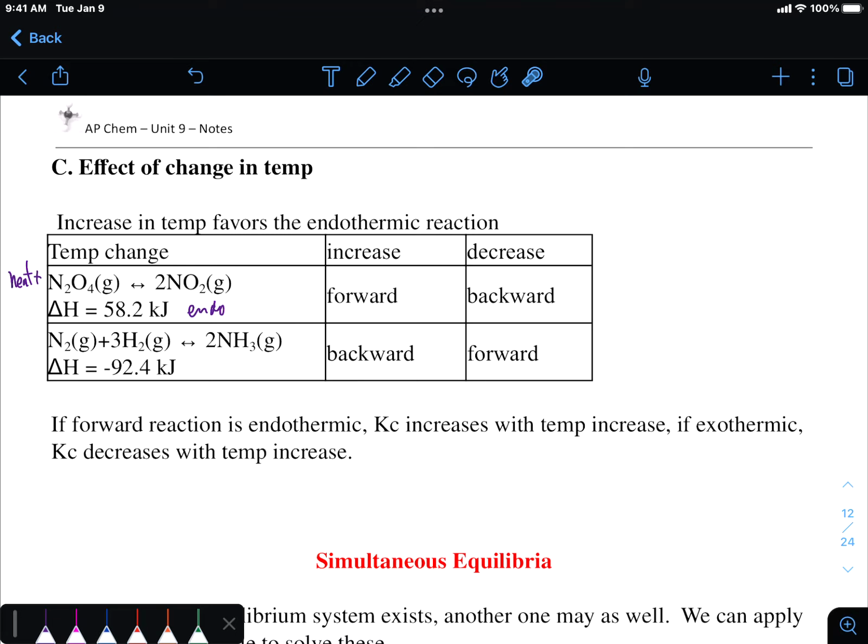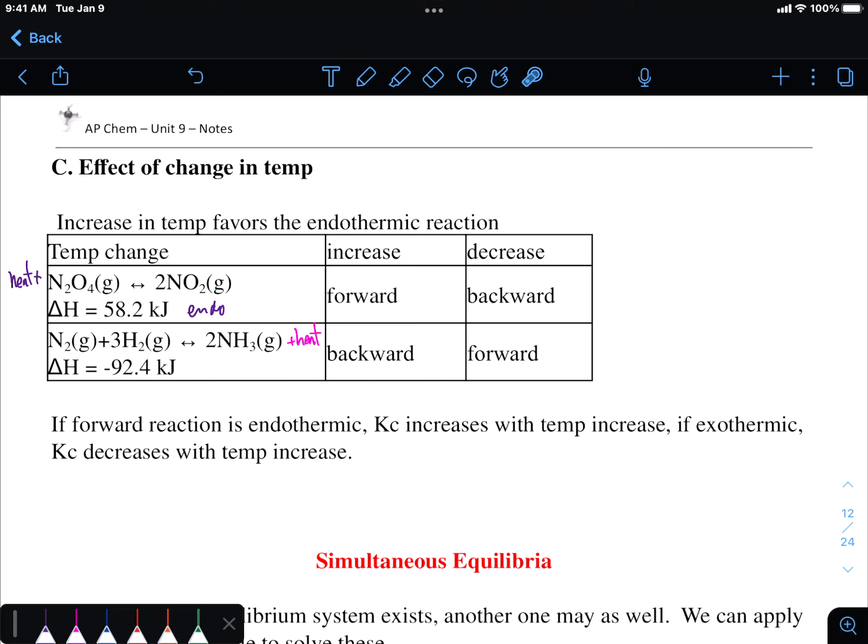Then we extend the same logic to an exothermic reaction. Here, the Haber process is an exothermic reaction, right? Negative delta H means heat is released as a product, so, right, heat as a product. So if you were to increase the temperature of this reaction, you now have an abundance of heat. Whereas heat is perceived as a product, that's going to inhibit the forward reaction. It's actually going to start driving the reverse reaction. So the reaction is going to shift backwards.